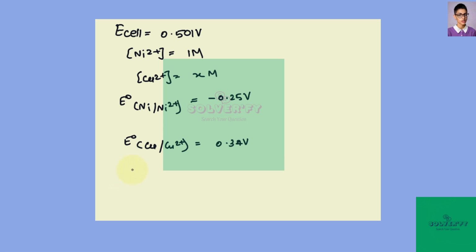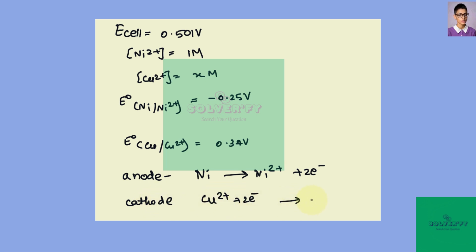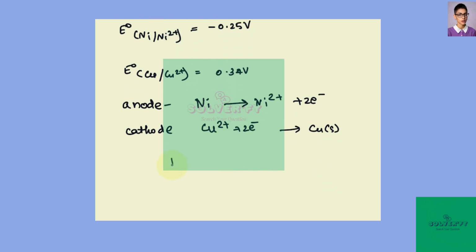To find this out, let us first find out the standard electrode potential of the given cell. Now here we are given that at anode nickel is present, and the reaction that takes place at anode is nickel gives nickel 2 plus ion plus 2 electrons, and at cathode reduction takes place, so the copper 2 plus ion accepts 2 electrons and forms copper solid. The overall reaction for this is nickel plus copper 2 plus ion gives nickel 2 plus ion plus copper solid.